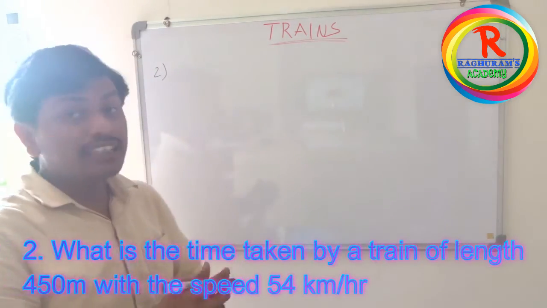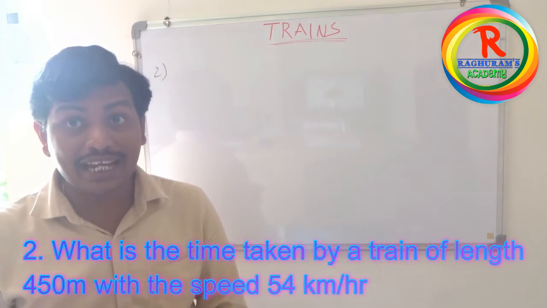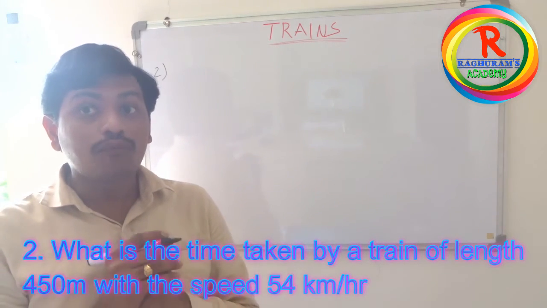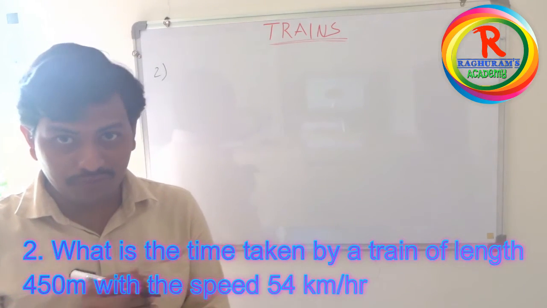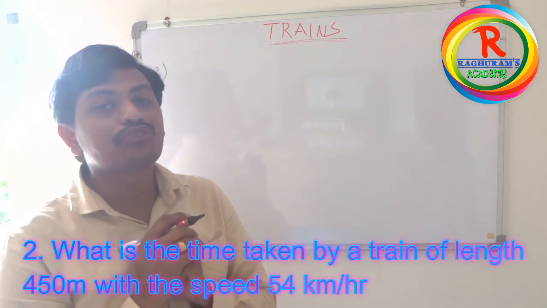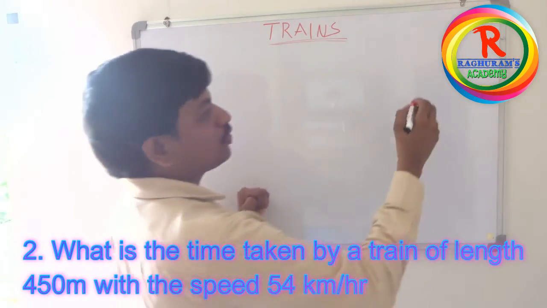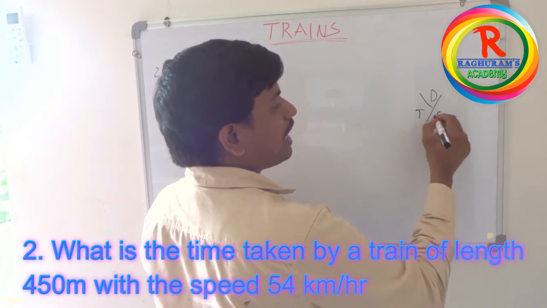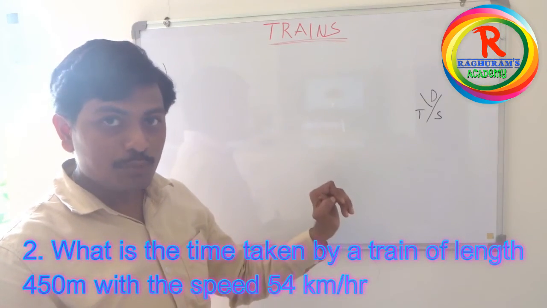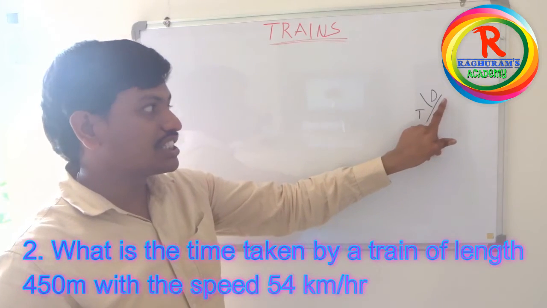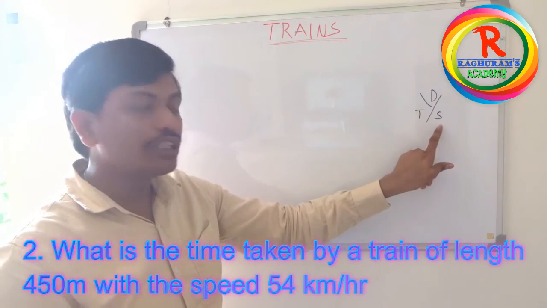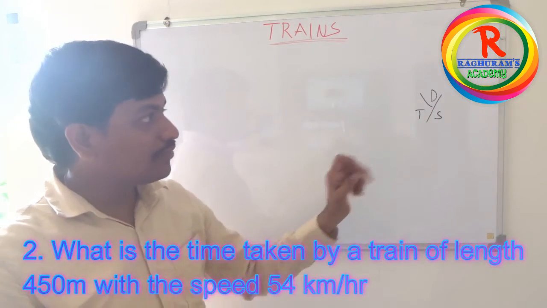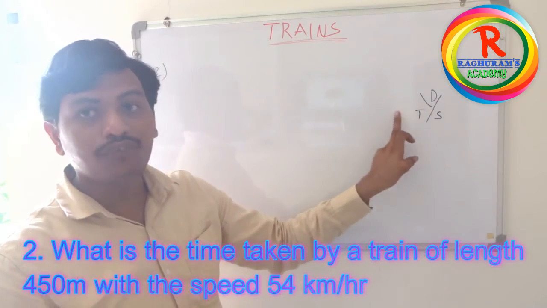Let us see the next problem in trains. What is the time taken by a train of length 450 meters with the speed 54 kilometers per hour? Here in this case, out of distance, time and speed, in the previous problem, what were the given values? Distance, time, and we found speed. Here in this case, what is given? Distance and speed. We need to find time.